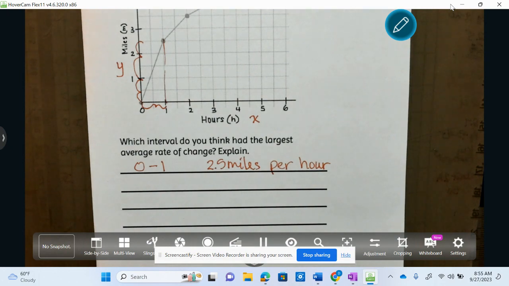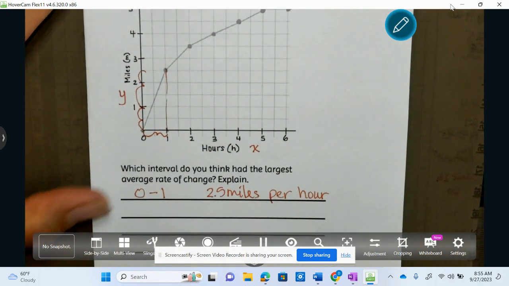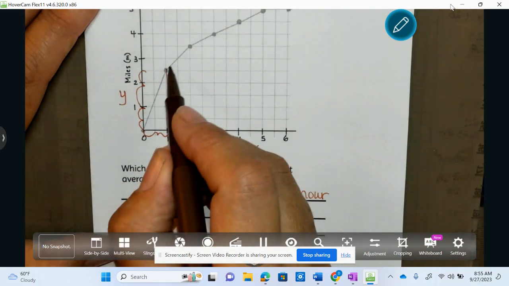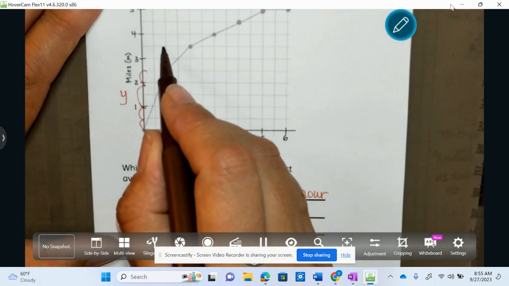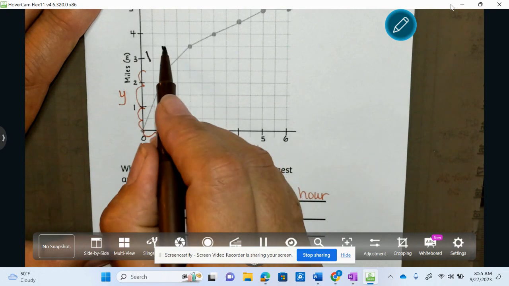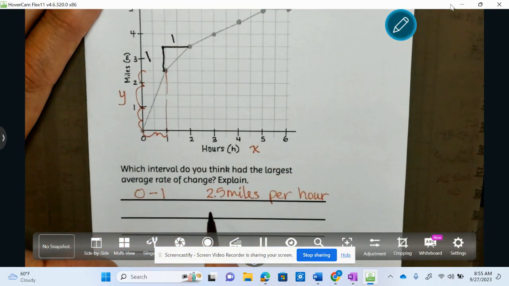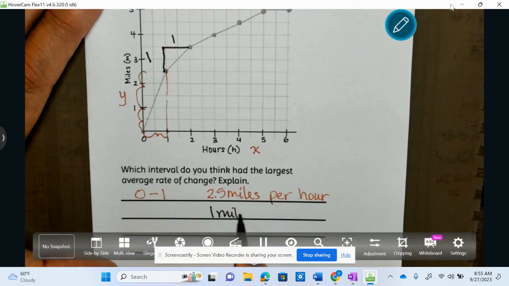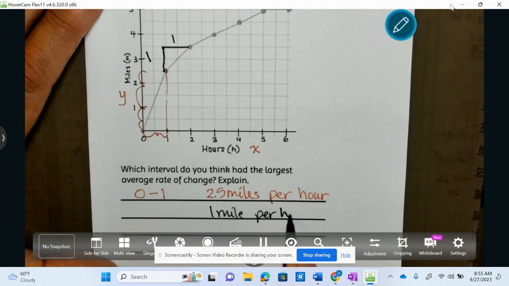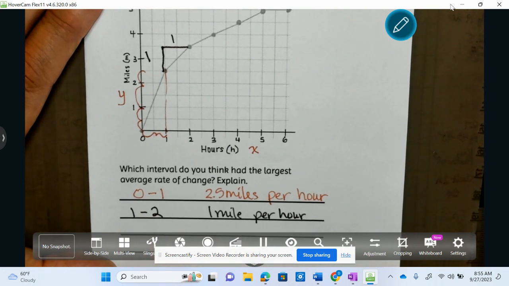What is my rate of change from 1 to 2? Well, I went up 1 mile over 1 hour, so this is 1 mile per hour. That's from the 1 to 2 interval.